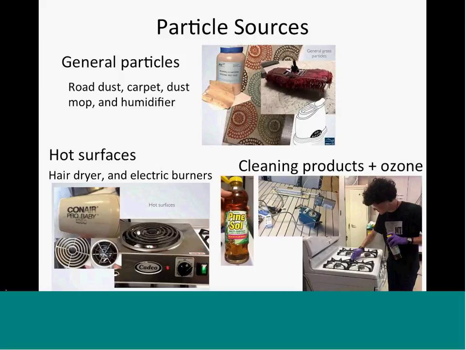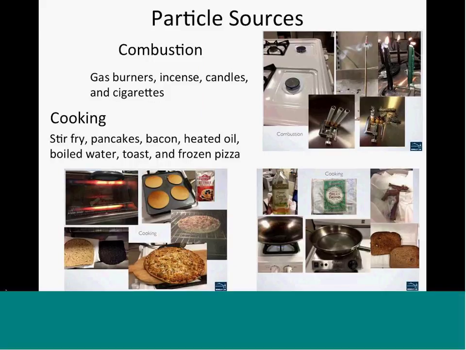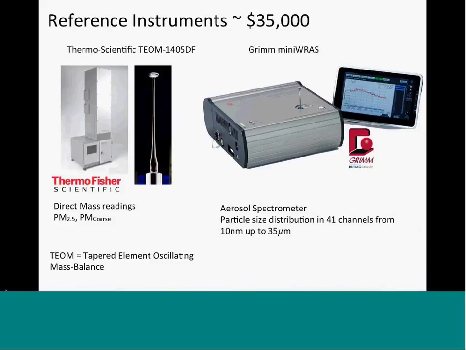Some cleaning products that are used in homes, when combined with ozone, produce a lot of particles also, so we investigated that. There are particles from combustion, whether that's from smoking or candles or burning natural gas. And then we tried all sorts of different kinds of cooking events, some of which were done on the cooktop, things like stir frying and so on, others of which used an oven, and we did toasting and making pancakes. All of these different sources of particles are going to produce not just different amounts of particles, but also different particle size distributions.